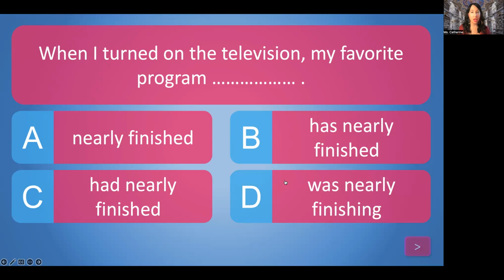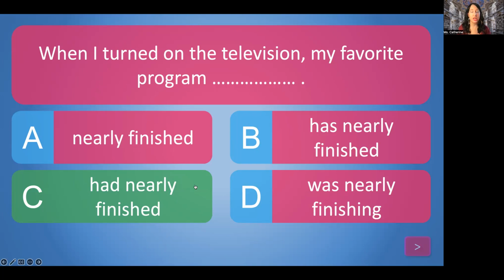How about this one? When I turned on the television, my favorite program, A, nearly finished, B, has nearly finished, C, had nearly finished, or D, was nearly finished. Which one? This is tough. Yes, had nearly finished. Now, this is tricky. C, had nearly finished. What tense is that? That's correct. It's the past perfect tense.